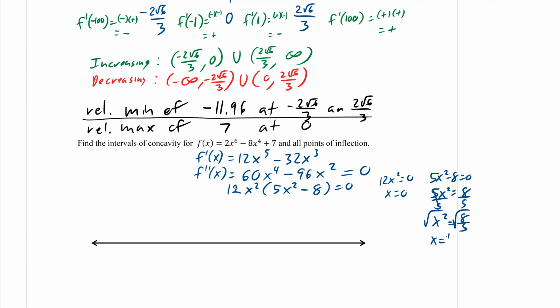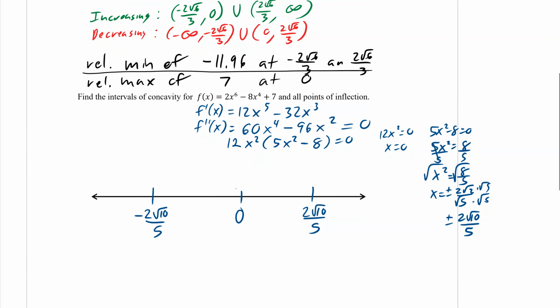So x equals plus or minus 2 rad 2 over 5, rad 5, times rad 5 times rad 5. So it's plus or minus 2 radical 10 over 5. And then we put it on our graph. So negative 2 rad 10 over 5, 0, and 2 rad 10 over 5.